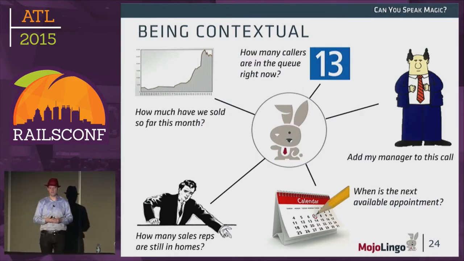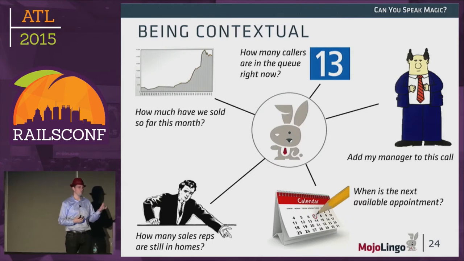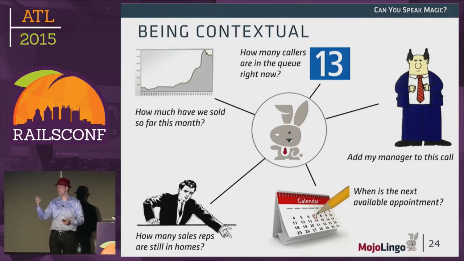So being contextual is all about getting context into the conversation, or putting the conversation in the context of this app. These are just some examples of information that may be useful to a conversation. So how many callers are waiting in the queue? You have a contact center. Or how much have we sold so far this month?